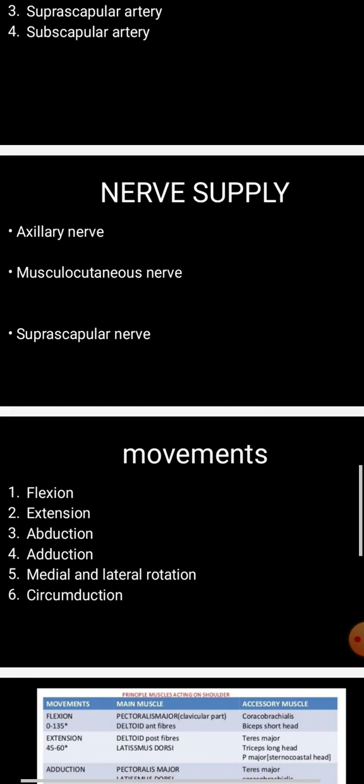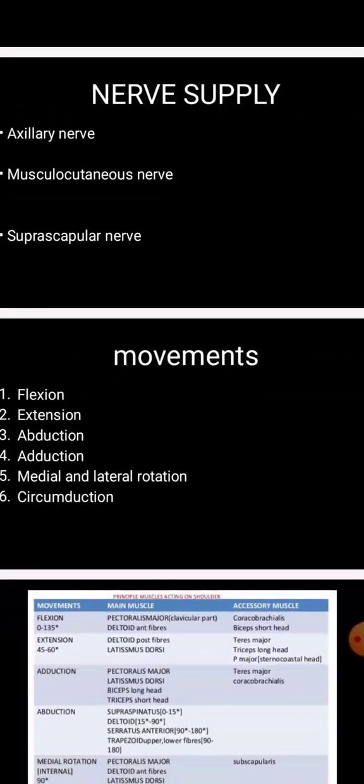There is medial and lateral rotation, and circumduction is a rotatory motion which you can easily see in sportspersons like the bowlers. The bowlers are doing the rounded motion when they are throwing a ball. That movement is called circumduction. Okay, so it consists of 6 main movements: flexion, extension, abduction, adduction, medial and lateral rotations, and circumduction. So this is how you have to write the movements.